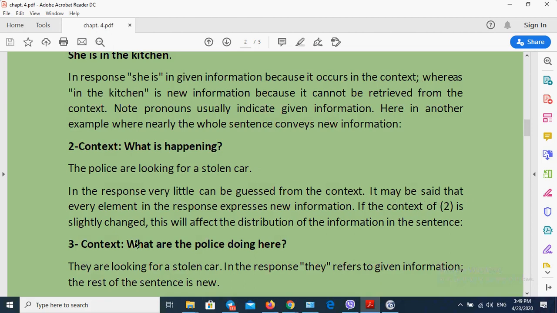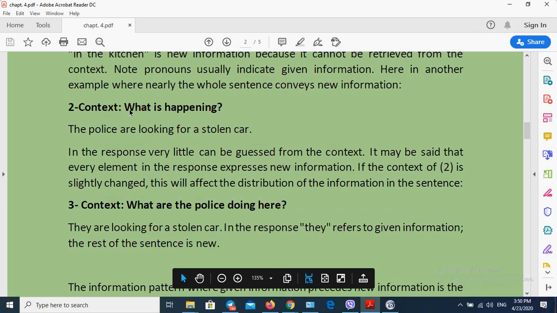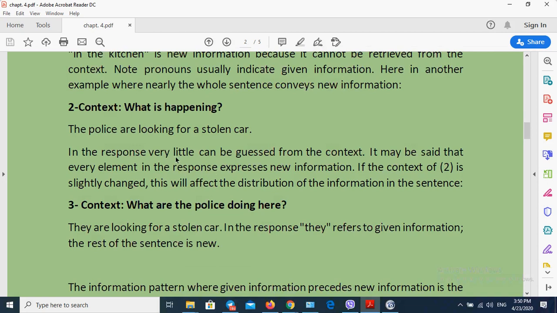It may be said that every element in the response expresses new information. If the context of number 2 is slightly changed, this will affect the distribution of information in the sentence. This is because there is very little guessing from this question, what's happening? The police are looking for a stolen car. So the distribution of the information will be slightly changed. Let's move to number 3.